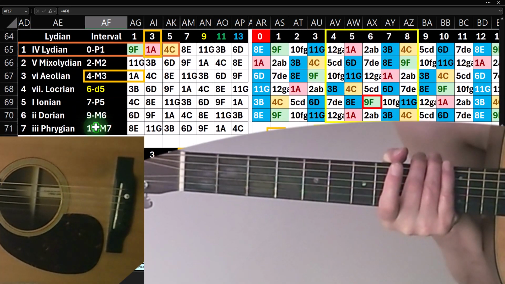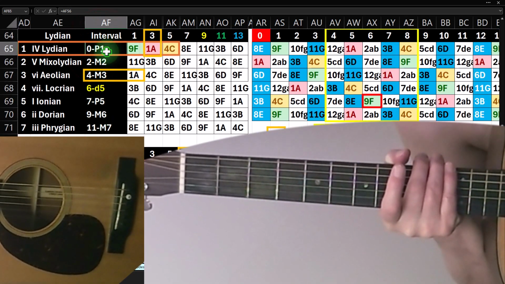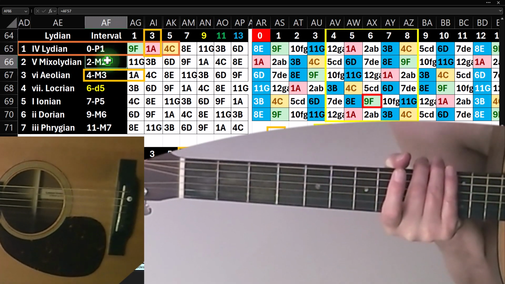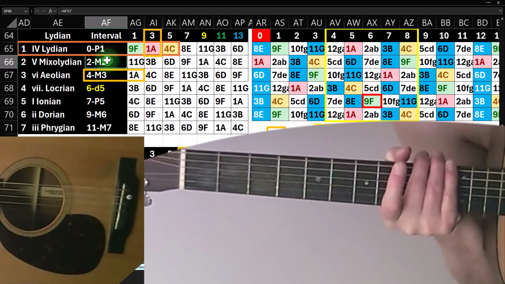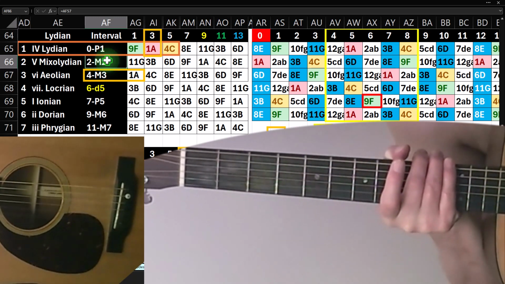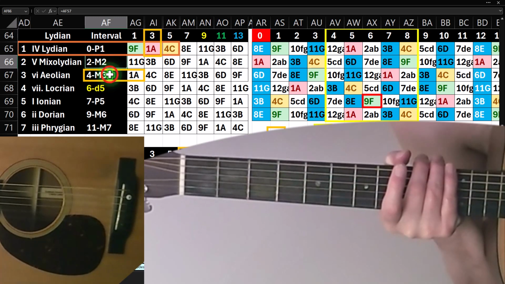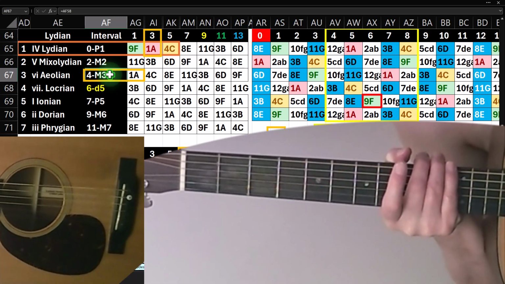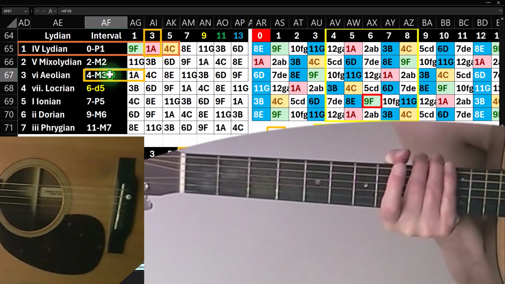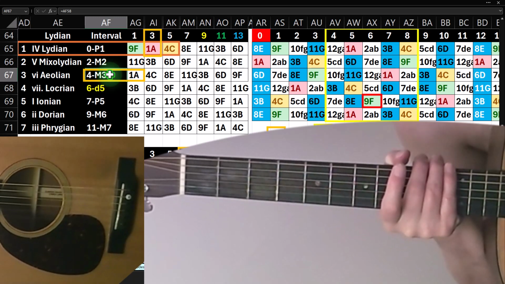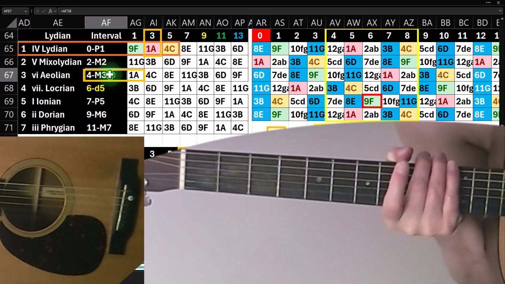If we go to the Lydian, then our point of focus here, it still has a 0 note away perfect first. It still has a 2 note away major second. That's what we would expect in a major scale. Also happens to be the same in a minor scale. And then we have the 4 note away major third. That's what we would expect. That's the interval that makes it a major mode and a major chord construction.